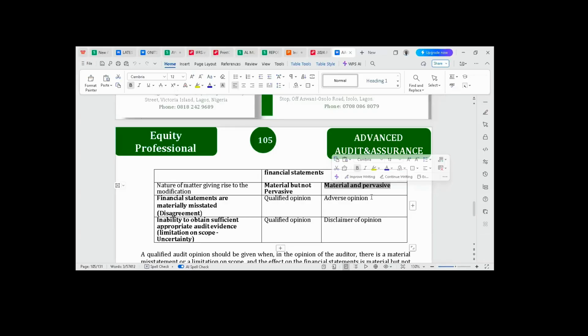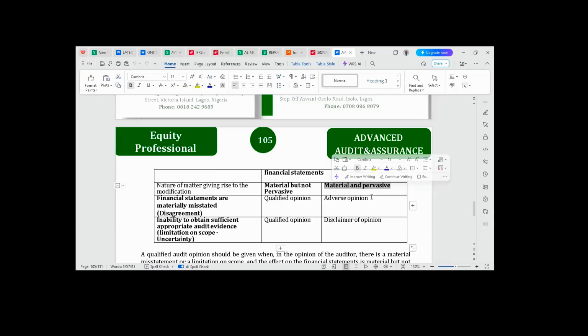Now, if that limitation of scope is limited to an aspect, let's say it affected only inventory, that is, the auditor will not carry out inventory count, but every other thing about the financial statement is fine except for the inventory, the auditor will issue a qualified opinion, known as "except for". The auditor will say that the financial statement shows a true and fair view, except for the inventory balances that cannot be verified as a result of the inability to perform inventory count.